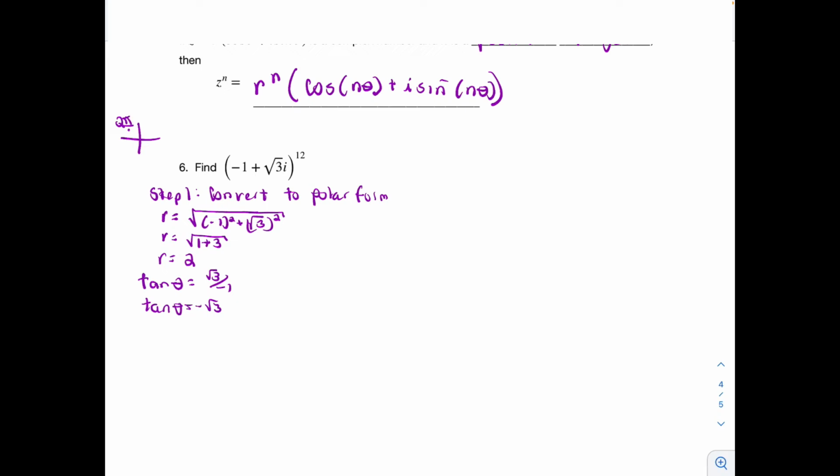So the angle whose tangent is negative square root of 3 in quadrant 2 is, well, the reference angle is pi over 3, and so for quadrant 2, I take pi minus pi over 3, which gives us 2 pi over 3. Or you could have just known that from your unit circle. So that's theta. So the polar form of this complex number would be 2 cosine of 2 pi over 3 plus i sine of 2 pi over 3.